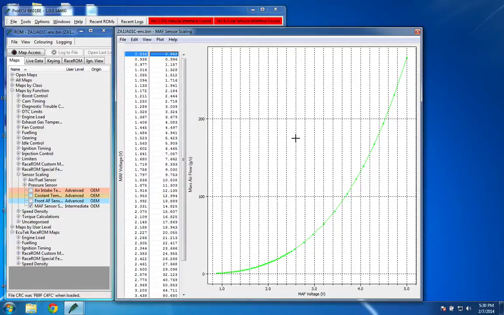So that's one important thing to note: this is not a fueling calibration table, it's a load calibration table. If I were to go in here and mess these values up, it doesn't just mess up the fueling, it messes up anything that references load, including timing and things like that.